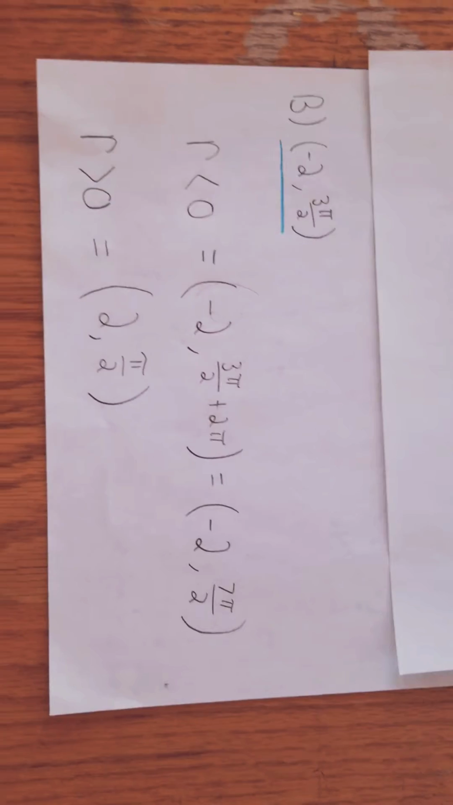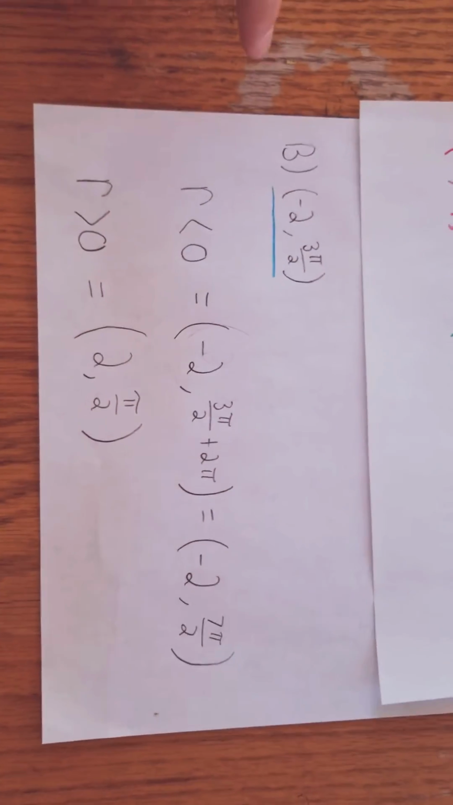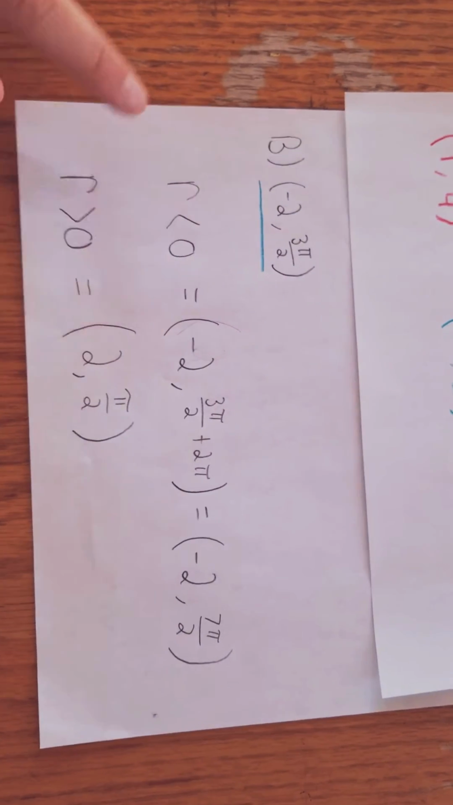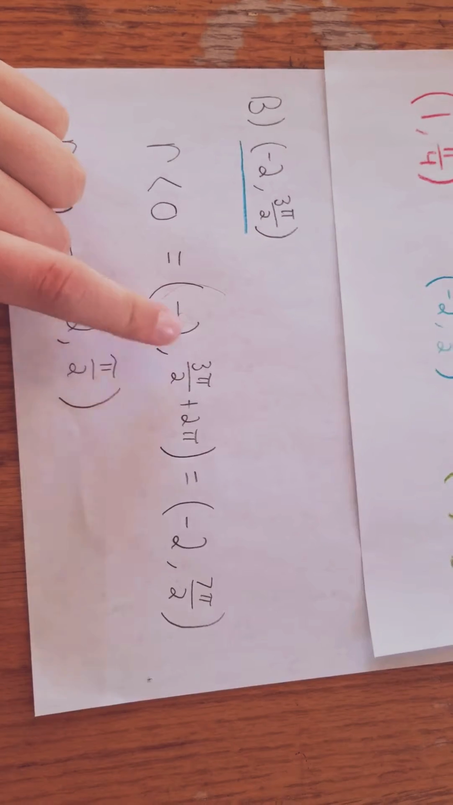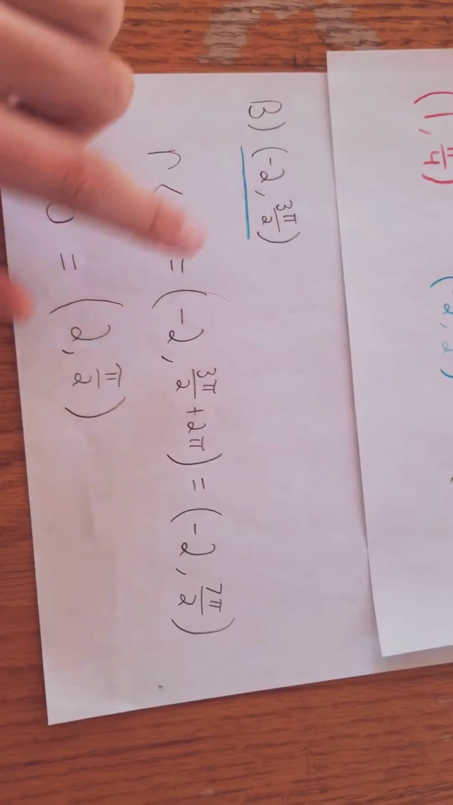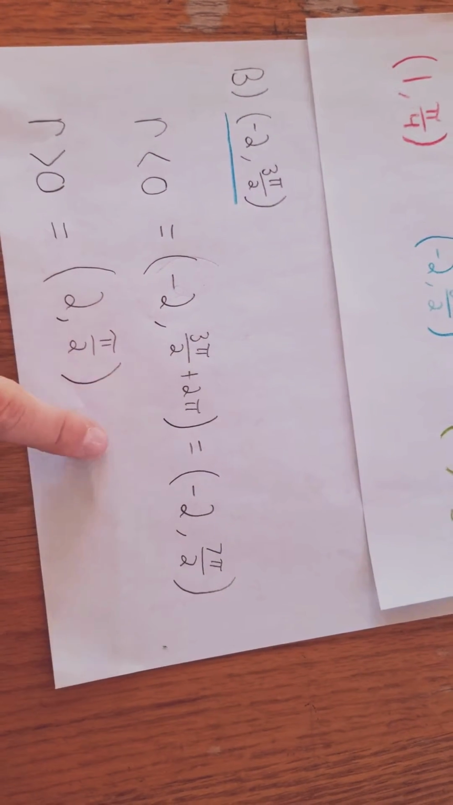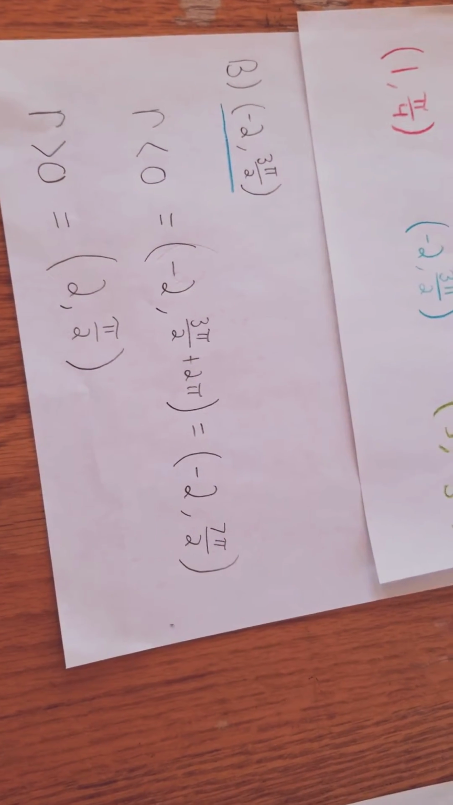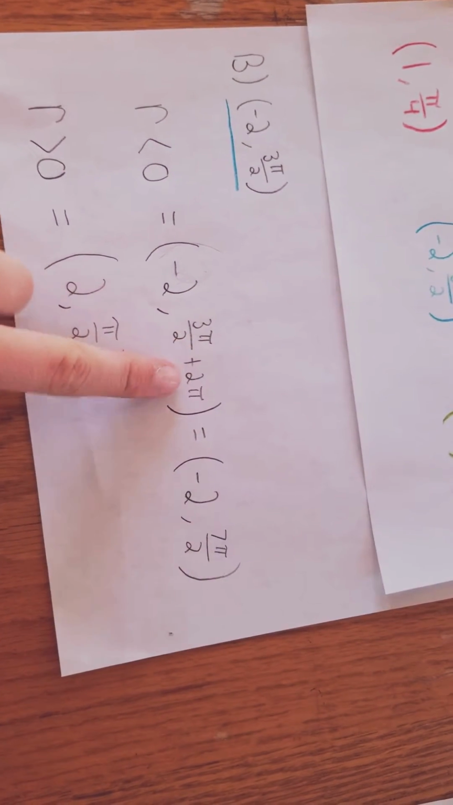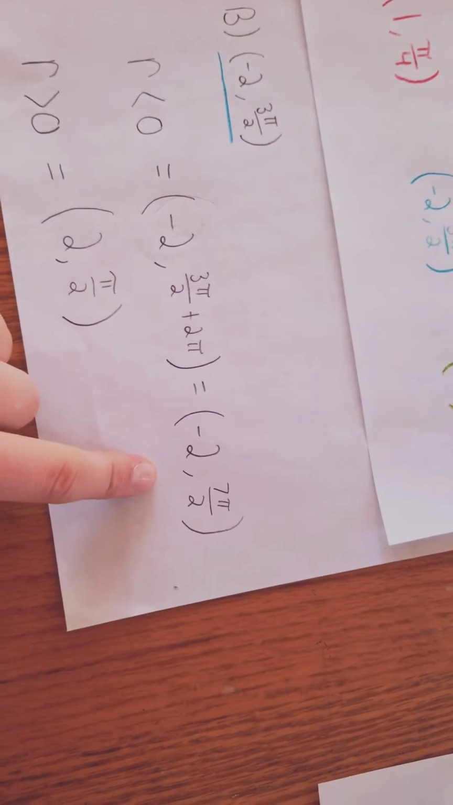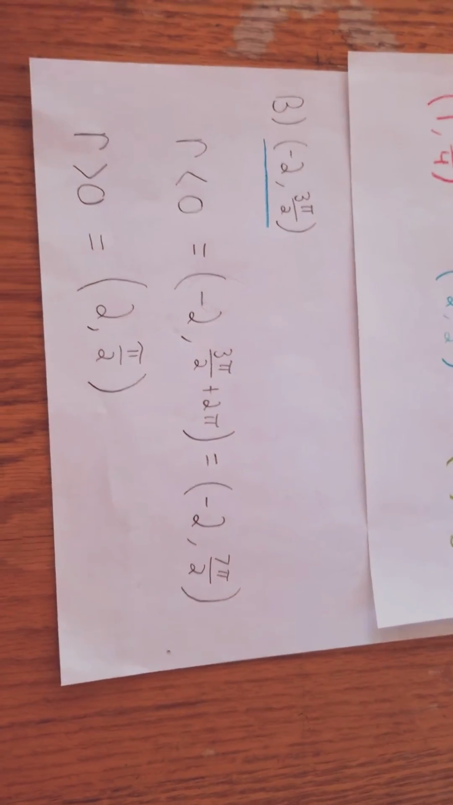So for our second point of -2, 3 pi over 2, we're going to find the radius which is less than 0 first. So we want r, the x value right here, to be negative. So we can keep this the same. And if we want to keep this the same, we can do plus or minus 2 pi. So I chose plus 2 pi, and that will give us -2, 7 pi over 2. And that will equal the same point that we have.